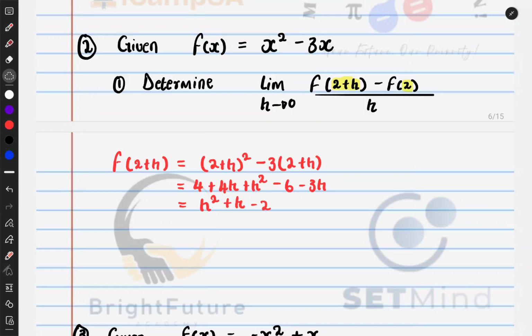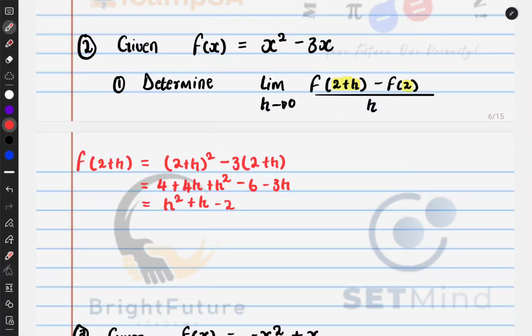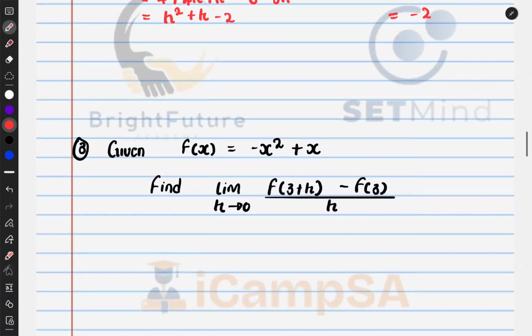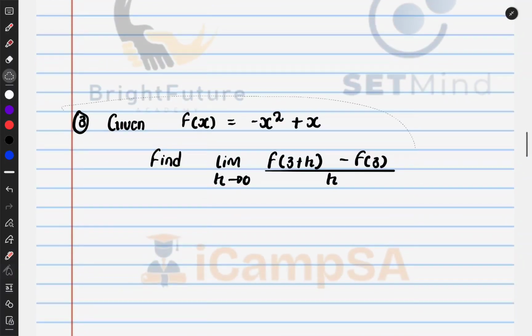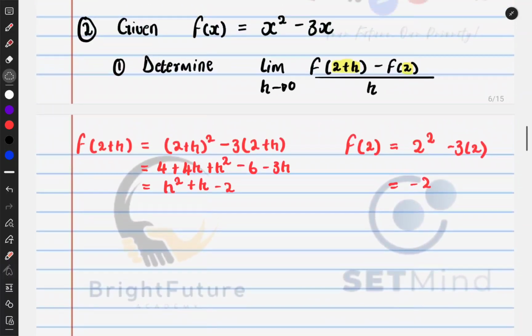And then let me move this one a bit to this side. Let's calculate f at 2, which is going to be 2 squared minus 3 times 2. Basically we're going to have 2 squared, which is 4, minus 6, and 4 minus 6 will be negative 2. Okay, now we have that. Let me move this one a little bit down here.